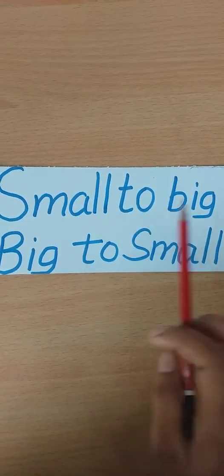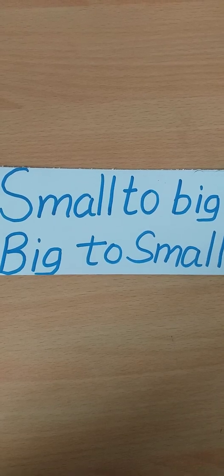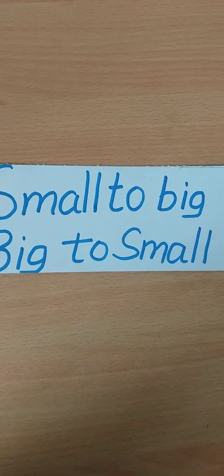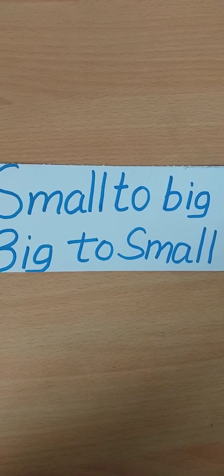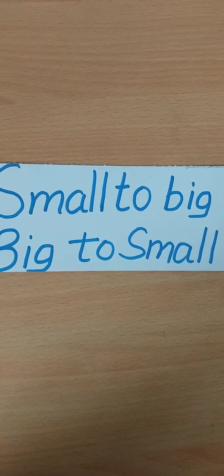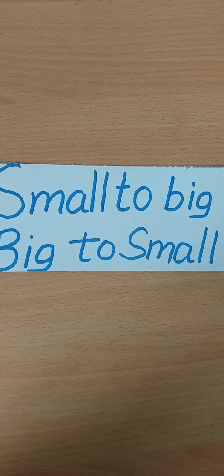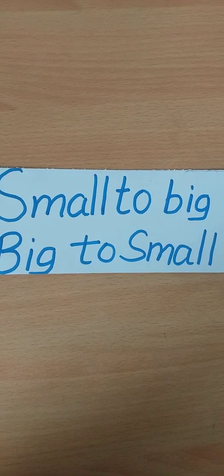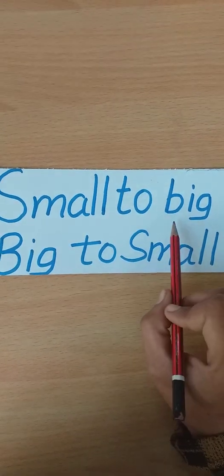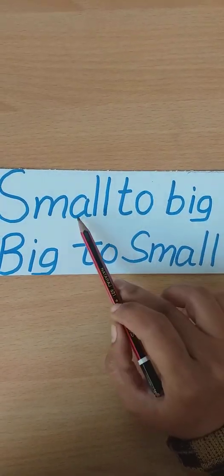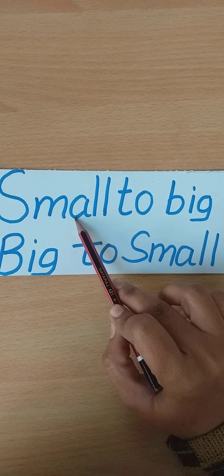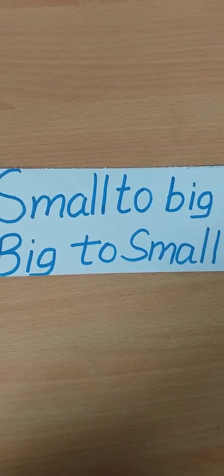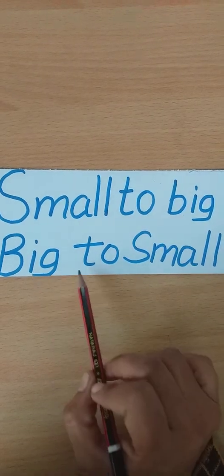Small to big means when a group of numbers are given in ascending order. This means they are given in order from smallest to biggest. The smallest number comes first. Okay? Small to big का मतलब है small number से start होते हुए big number तक आना. Okay? And what is the meaning of big to small?